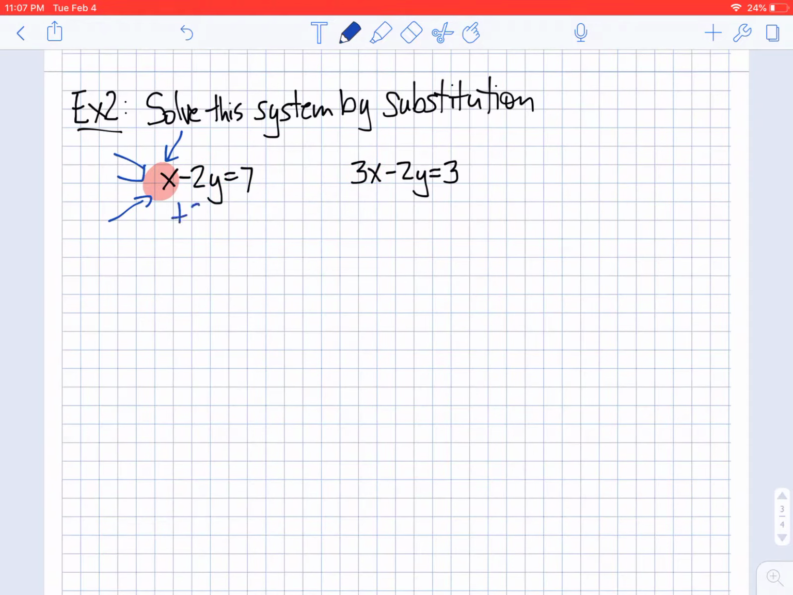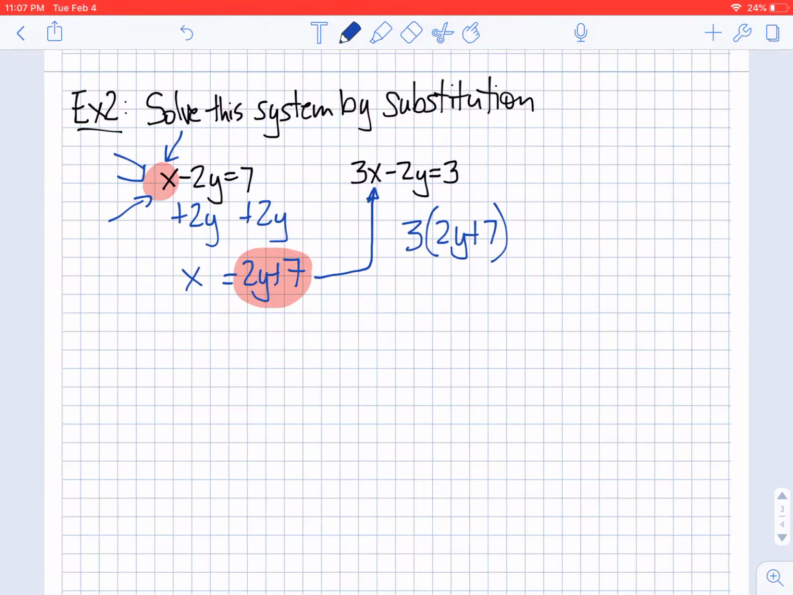To do that, we're going to add 2y to both sides of the equation. We get x equals 2y plus 7. Now we know what x is equal to. We have an expression. So I can take this to the other equation and plug it in wherever I see x. All right, so we get 3 times, in this case, 2y plus 7, because that's the x value, minus 2y equals 3. Again, there's parentheses, so we're going to have to distribute: 6y plus 21 minus 2y.